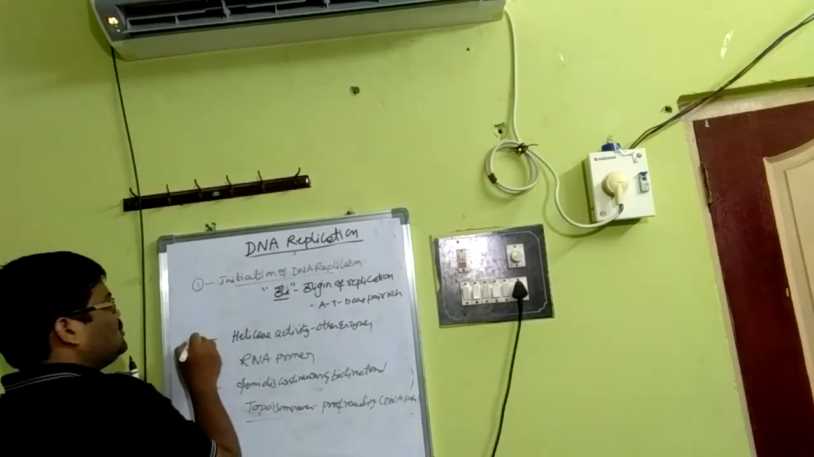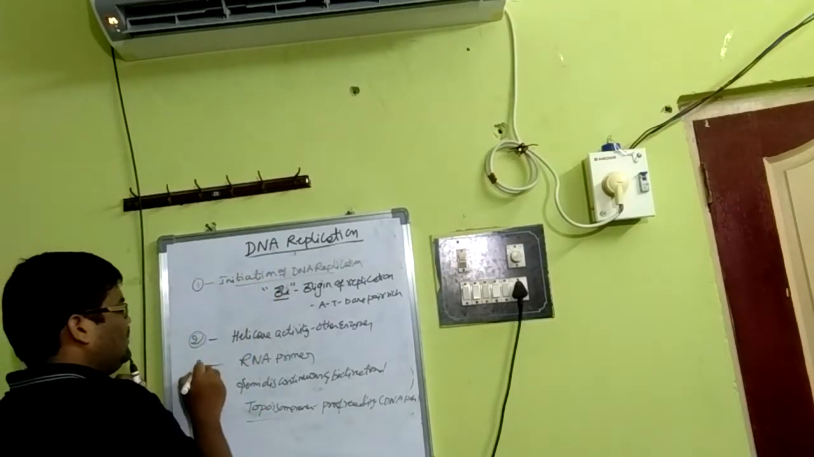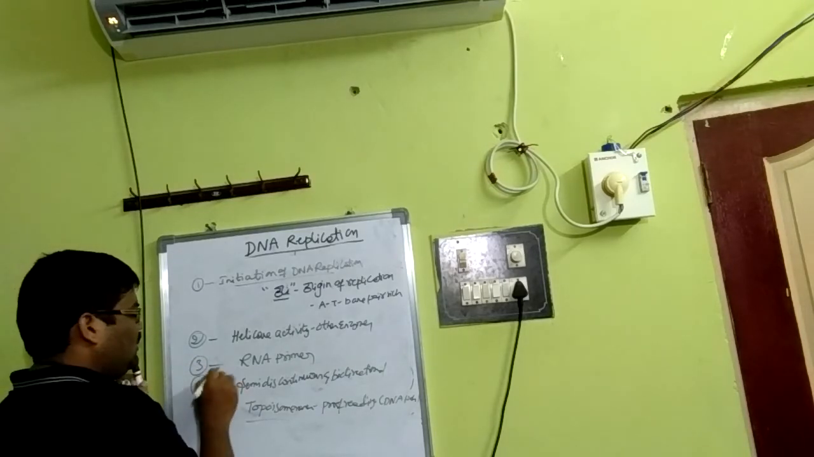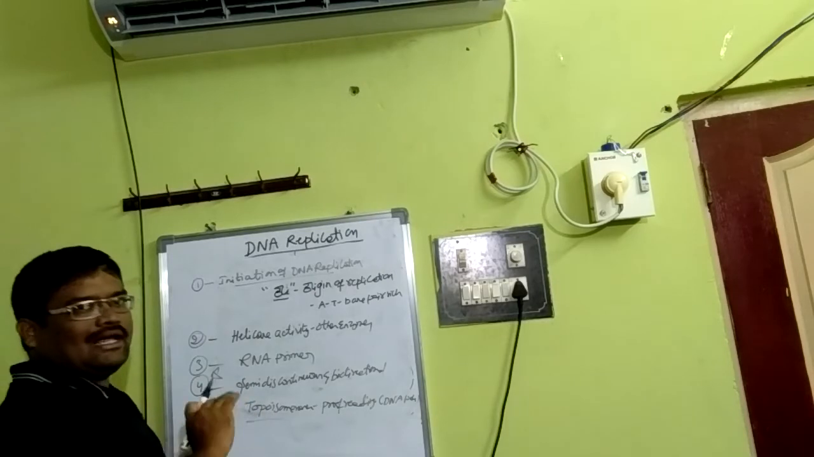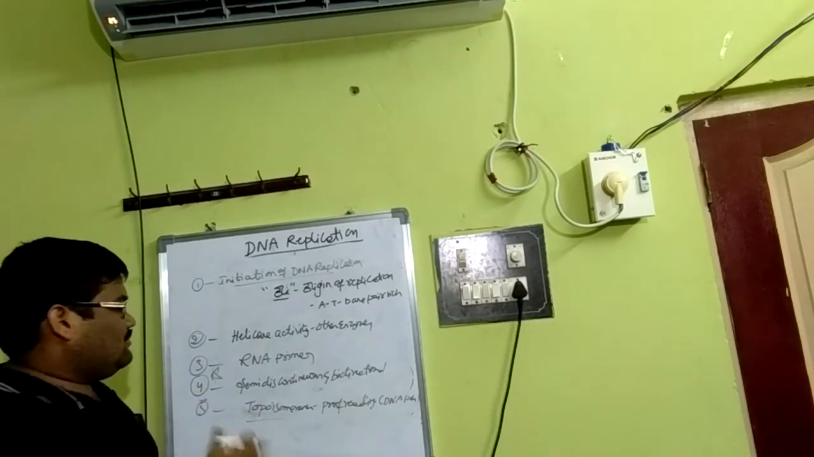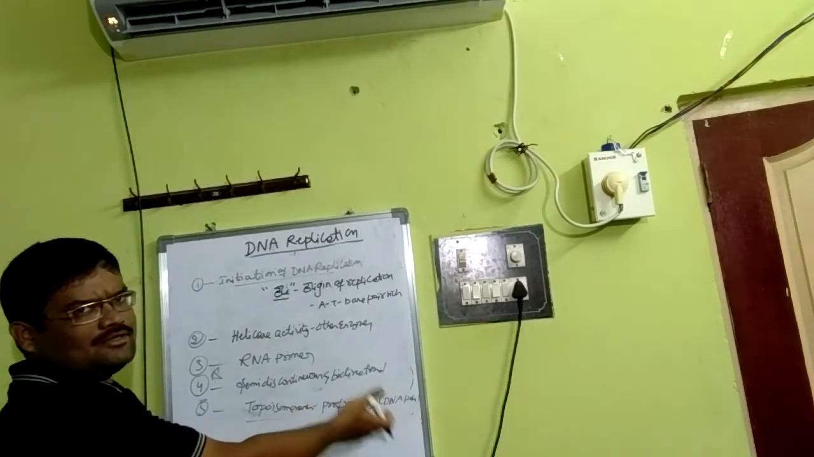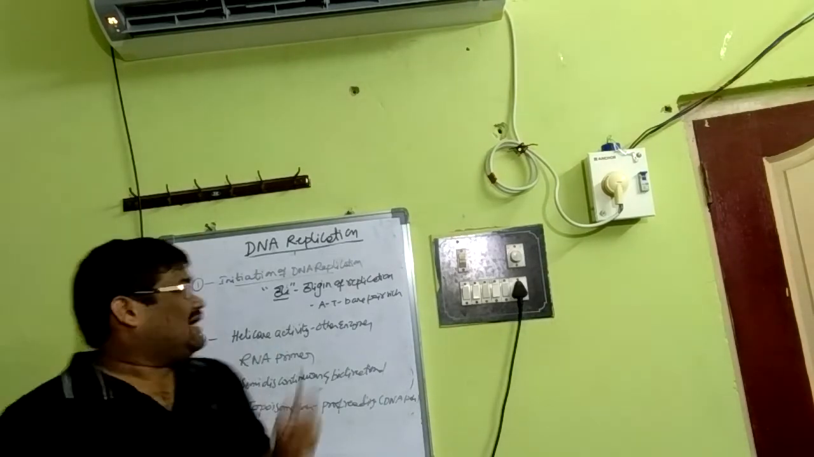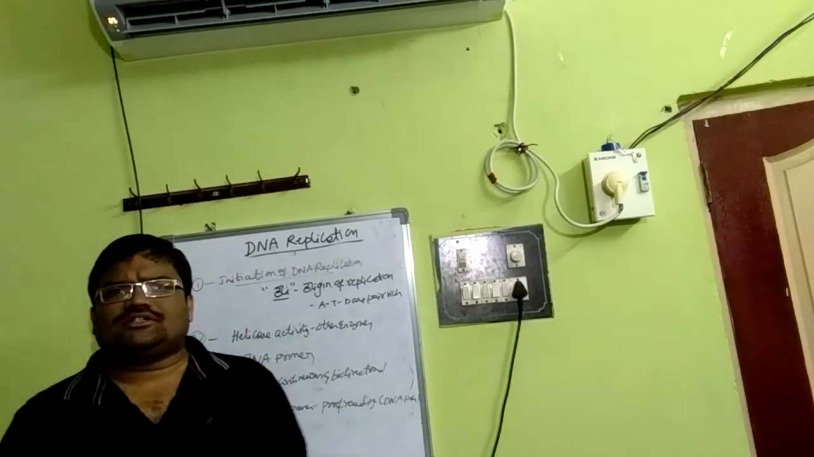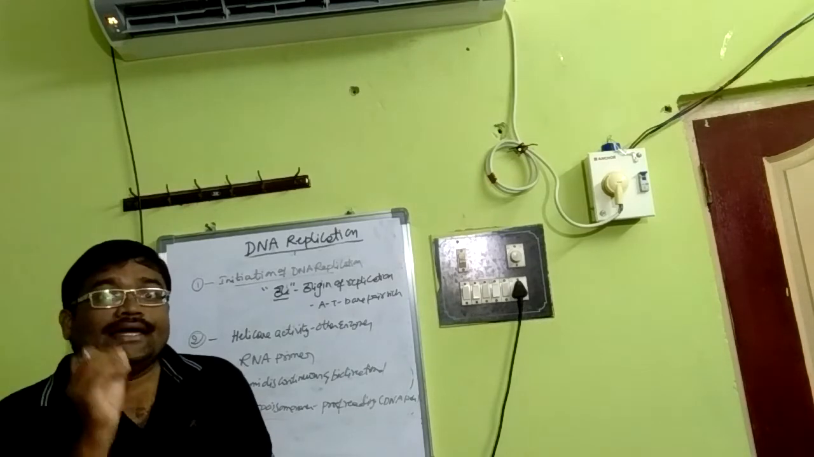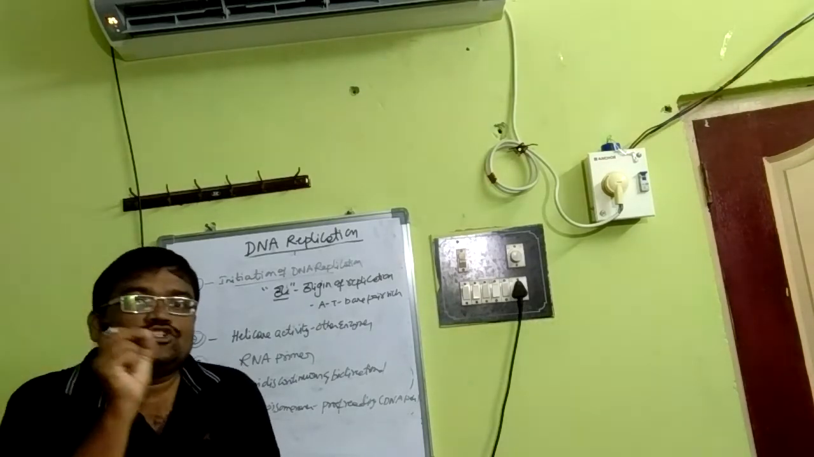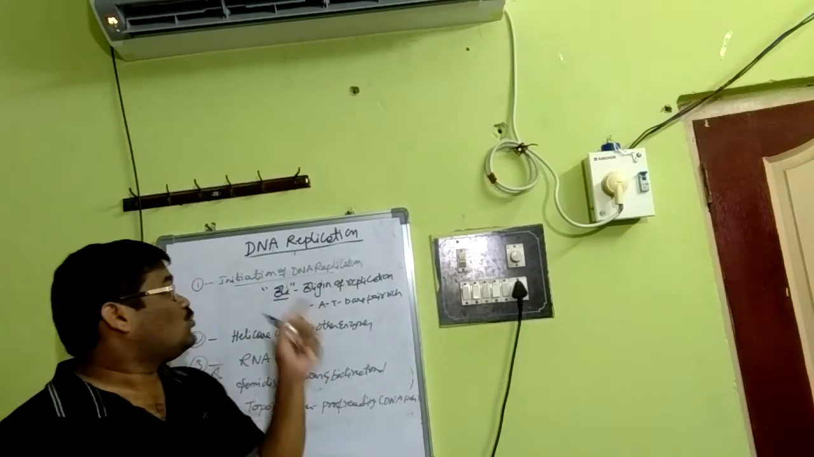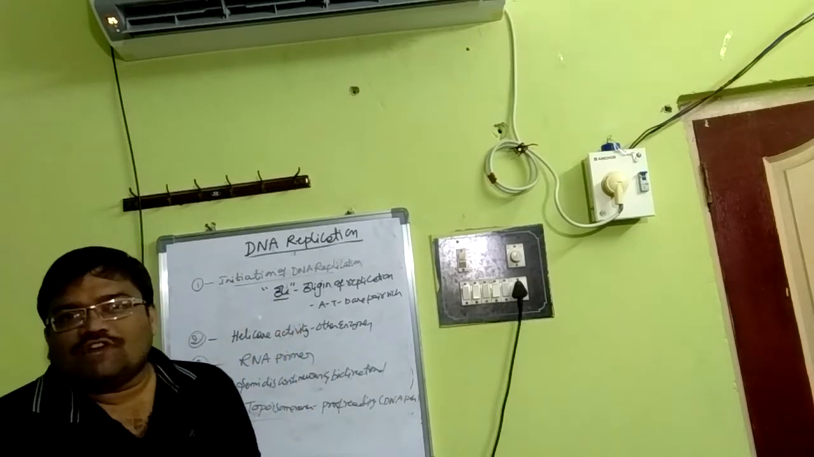The first, initiation of DNA replication, helicase activity, RNA primer activity, semi-discontinuous and bidirectional. This is very important. And 5, it's called error management by means of DNA polymerase proofreading activity and topoisomerases. First, here, initiation of DNA replication. We have to identify certain zones, certain points in DNA where the exact replication starts. They are called ORI, origin of replication.